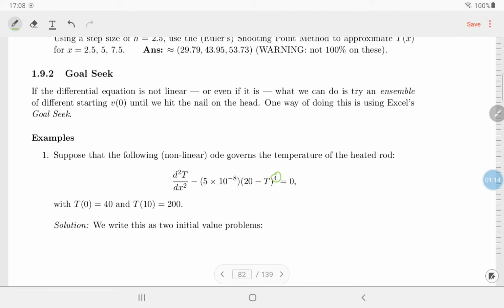Anyway, if the differential equation is not linear, like this one down here, or even if it is, what we can do, so you're in a boundary value problem and you don't know the initial derivative, is just try loads of different values. Now, you can imagine writing code and just kind of messing around.